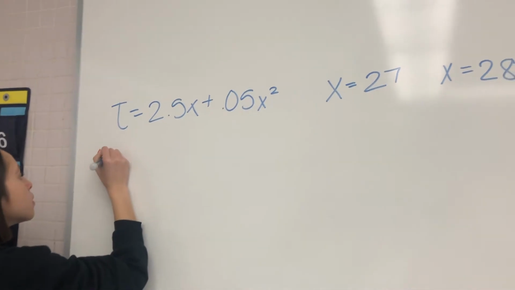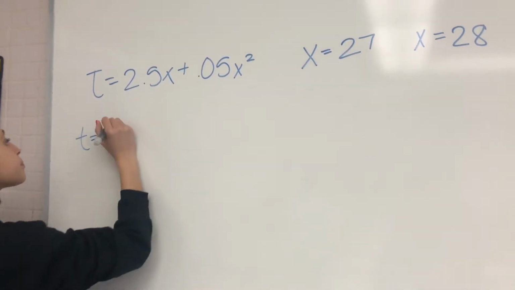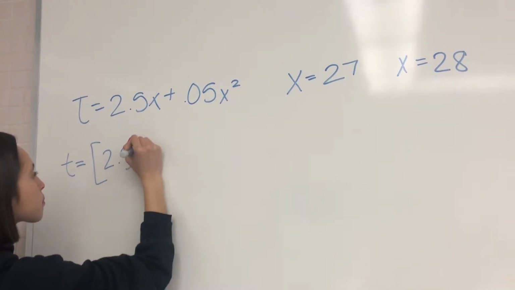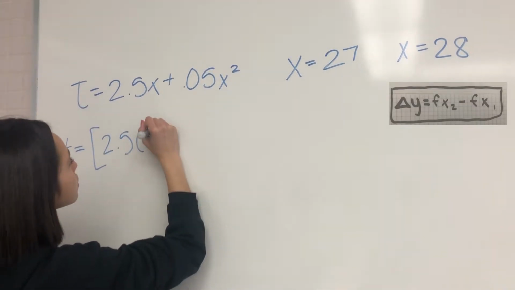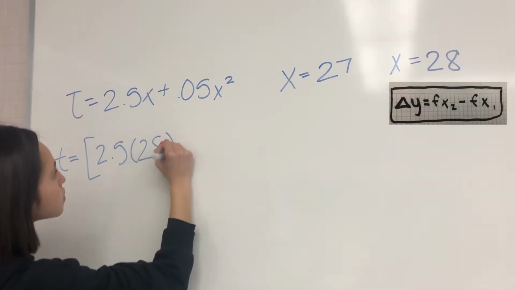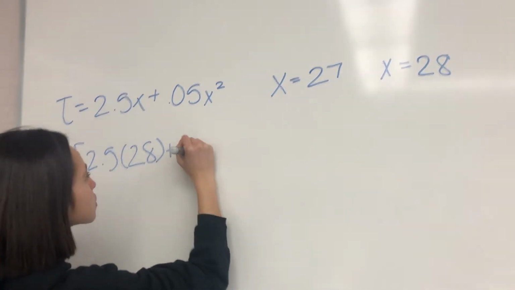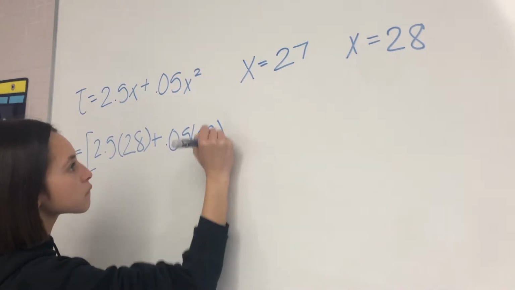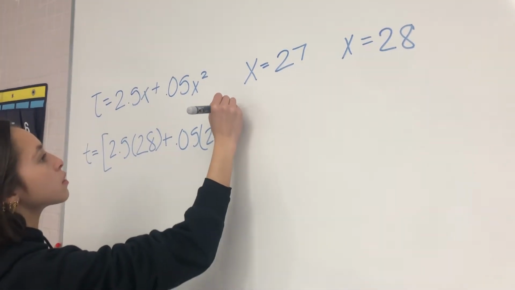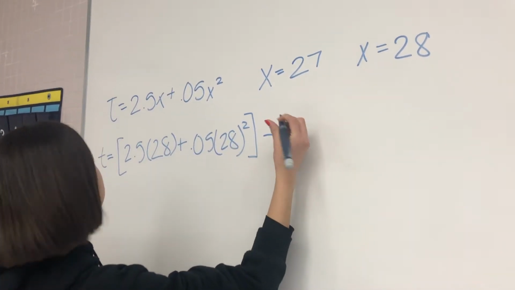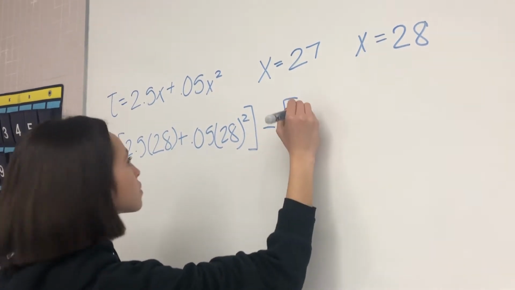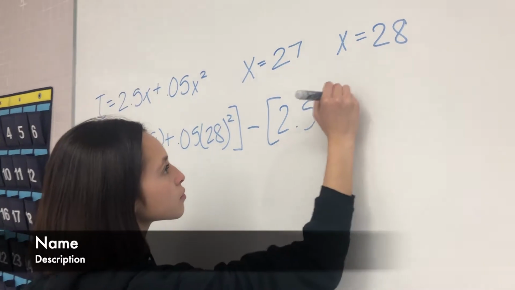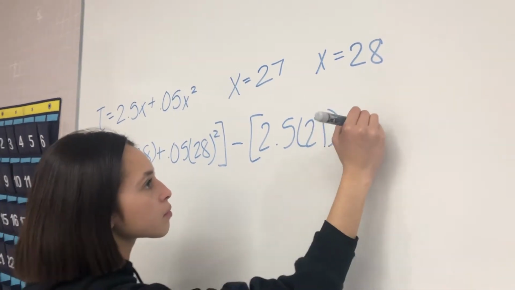So this problem is asking for the change in the stopping distance as speed changes. So we're looking for a change in y, which we're going to find by using the increment formula, which is a change in y. To do this, we're going to plug in our x's in the equation, like in this problem, the 27 and the 28. First, we're going to plug in our second x, which is our 28, and then we're going to subtract that by our first x, which is the 27.